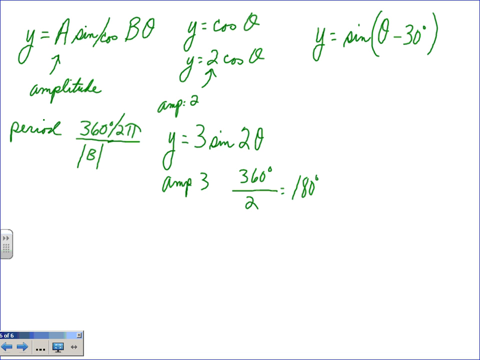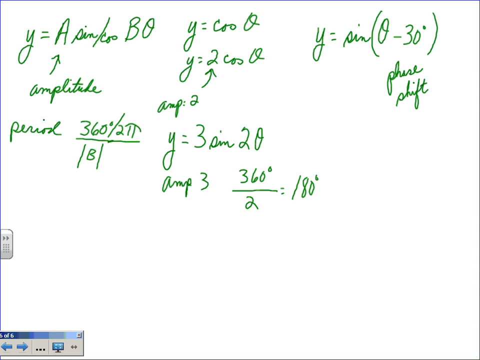It is moved 30 degrees to the, which way? To the right. It is moved 30 degrees to the right, opposite, if it's in that parenthesis. 30 degrees to the right. This is called a shift, horizontal shift, but we call this in trig a phase shift. So there's a phase shift 30 degrees to the right.